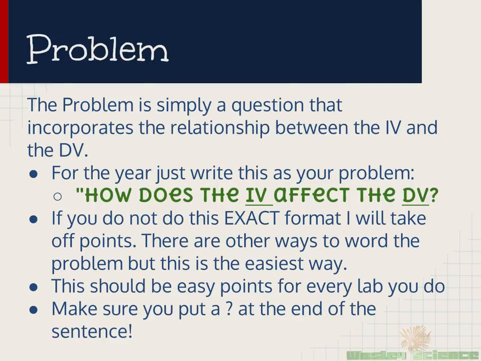We're going to start here with the problem. And the problem is probably the easiest part of your lab report, especially easy if you know how to identify your independent and dependent variable. And all you really have to do is write down the sentence that I have in green here and then plug in your IV and DV. How does the IV affect the DV? You just write that exact sentence. Make sure you have your question mark, and that will give you some easy points for the lab. So that's really all there is to it with problem.